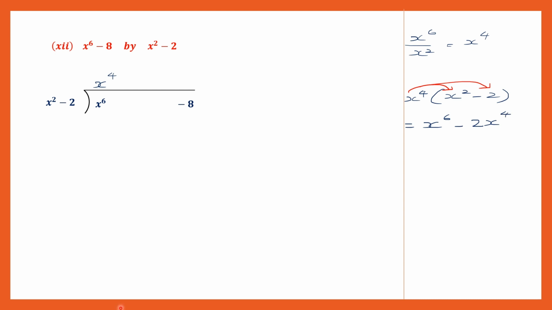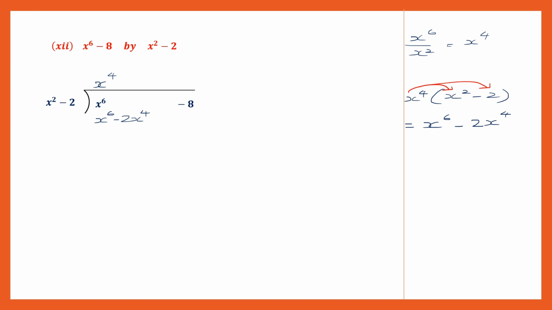So now what do we have here? We have x to the power of 6 minus 2x to the power of 4. This we're going to write below x to the power of 6 here. So we get x to the power of 6 minus 2x to the power of 4. Okay, we don't have an x to the power of 4 on top, so I'm just writing it down here.